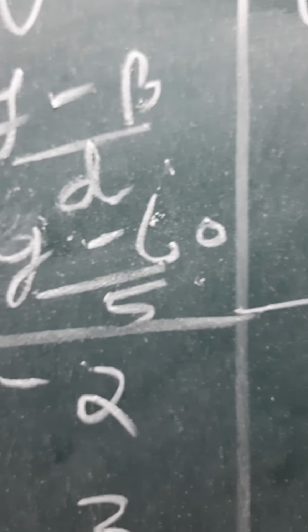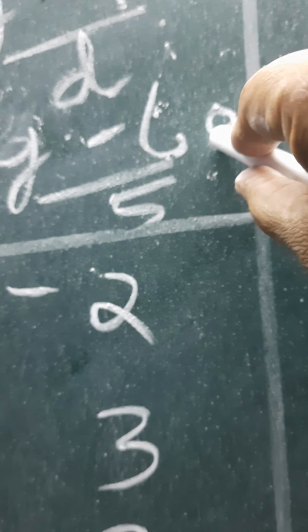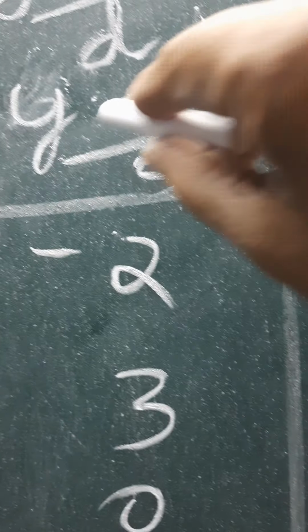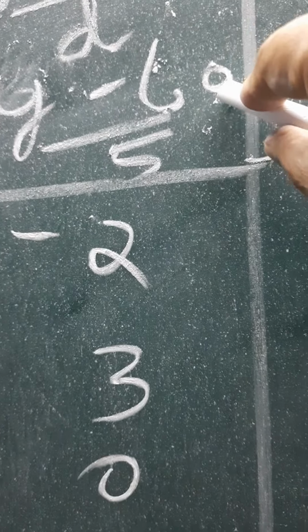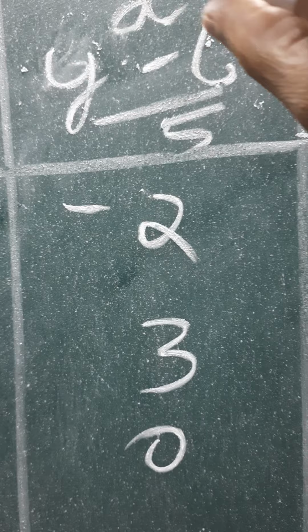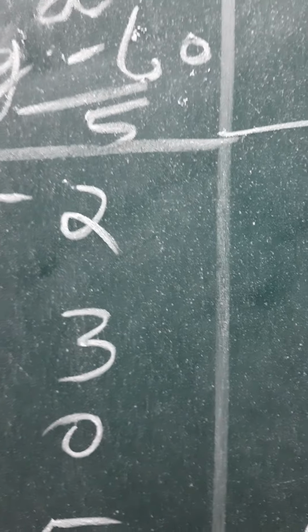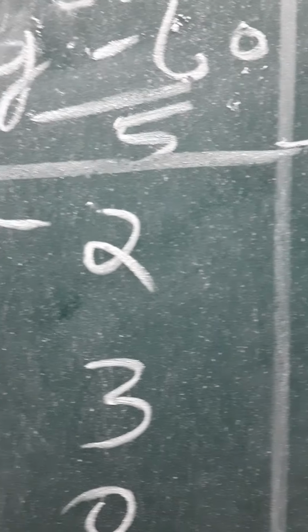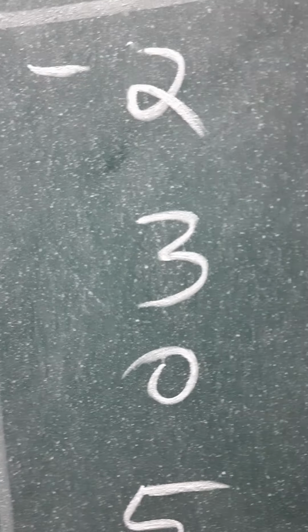We work out next. V is equal to y minus b upon d. Y also we take a round figure 60. B we take as 60. Therefore, y minus 60 we will write, and d is a number which is divisible. Let us take it as 5, and therefore what do we do? Y minus 60 upon 5. Y is 50. 50 minus 60, minus 10 upon 5 is equal to minus 2. So first value is minus 2.